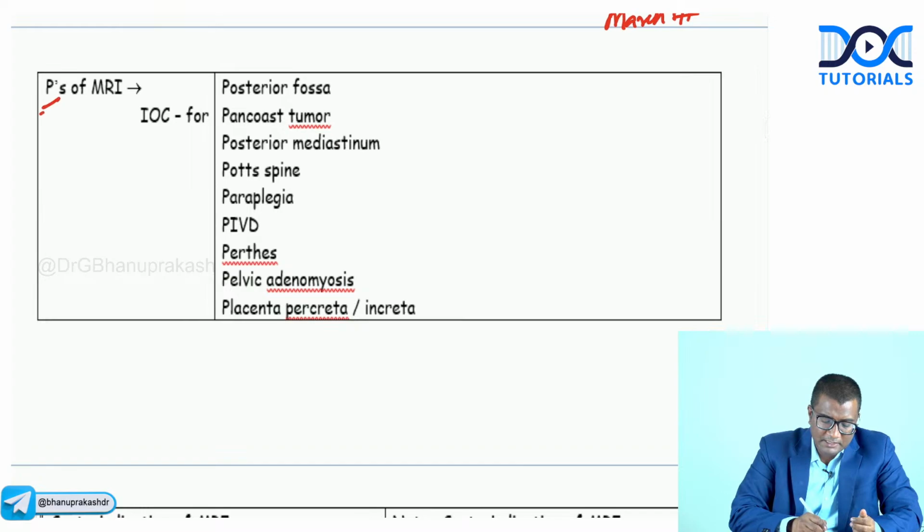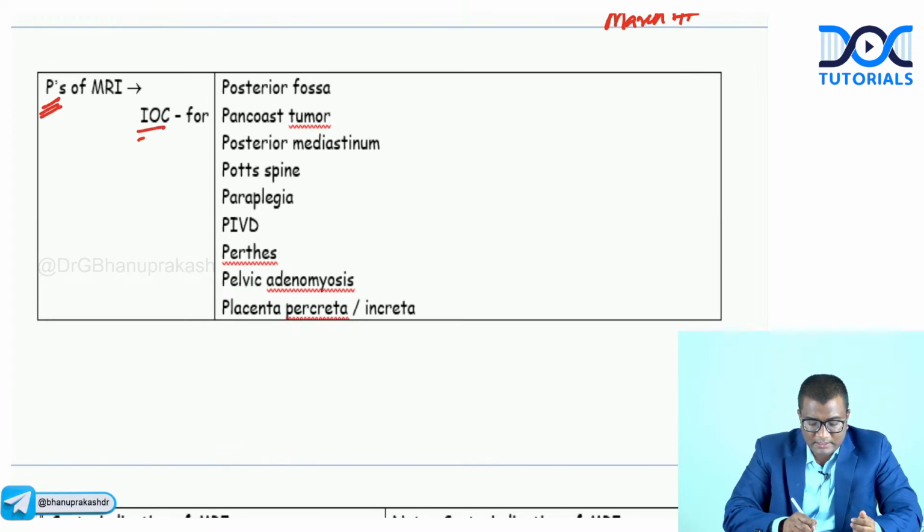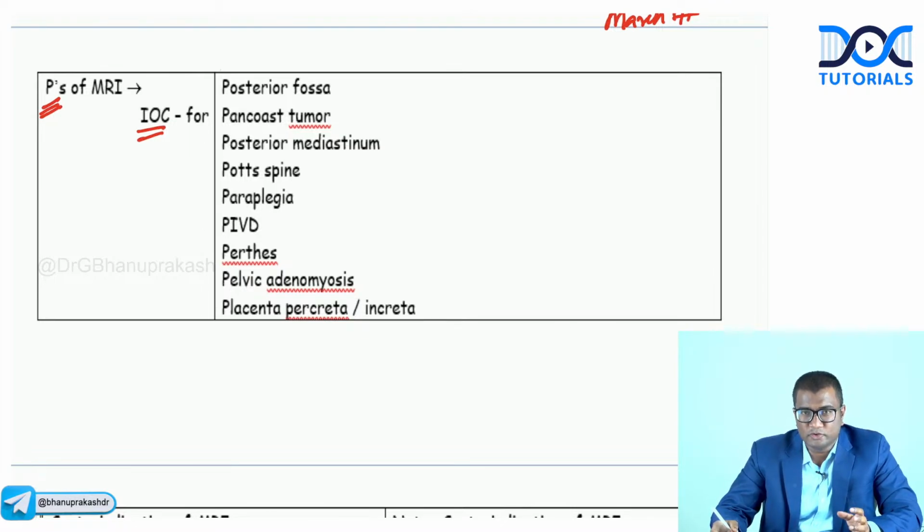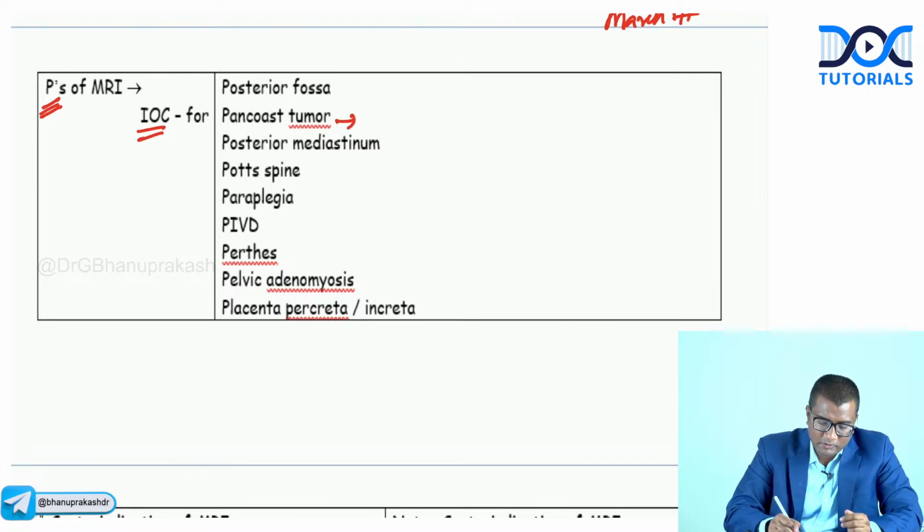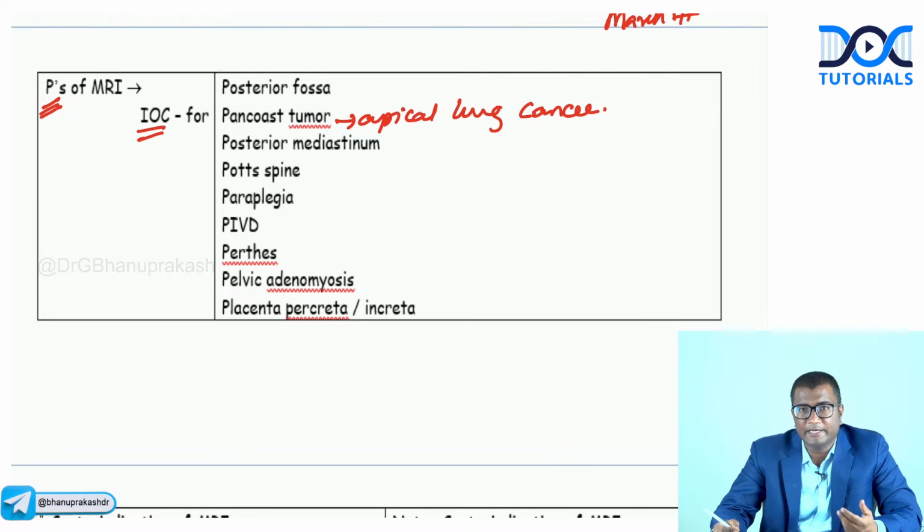Coming to the P's of MRI, where the investigation of choice is MRI. All of them start with the word P, so try to concentrate on that. What are they? Any posterior fossa lesions, Pancoast tumor, an apical lung cancer. Pancoast tumor is apical lung cancer because of its invasion into the brachial plexus and the subclavian vessels. To look at vascular invasion, neurovascular invasion, MRI is better.